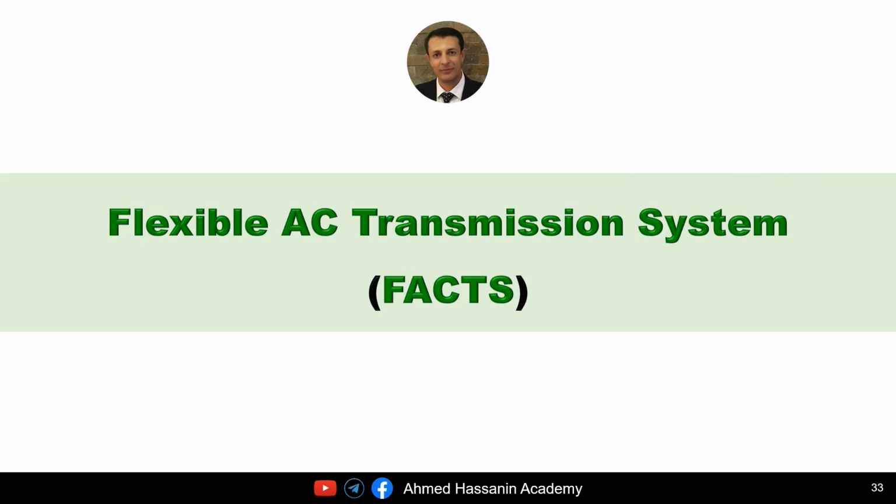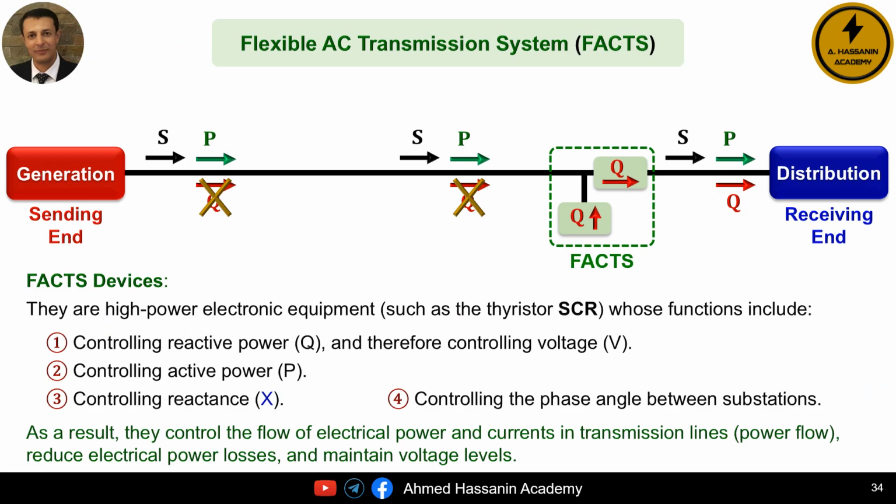We will then talk about the modern technologies or devices for reactive power compensators, which are part of the flexible alternating current transmission system, or FACTS. And of course, these modern devices are high-power electronic equipment such as the thyristor. Some of them are installed in parallel with the electrical network components, while others are installed in series with the electrical network components and transmission lines. All of them, of course, act as either sources or consumers of reactive power.